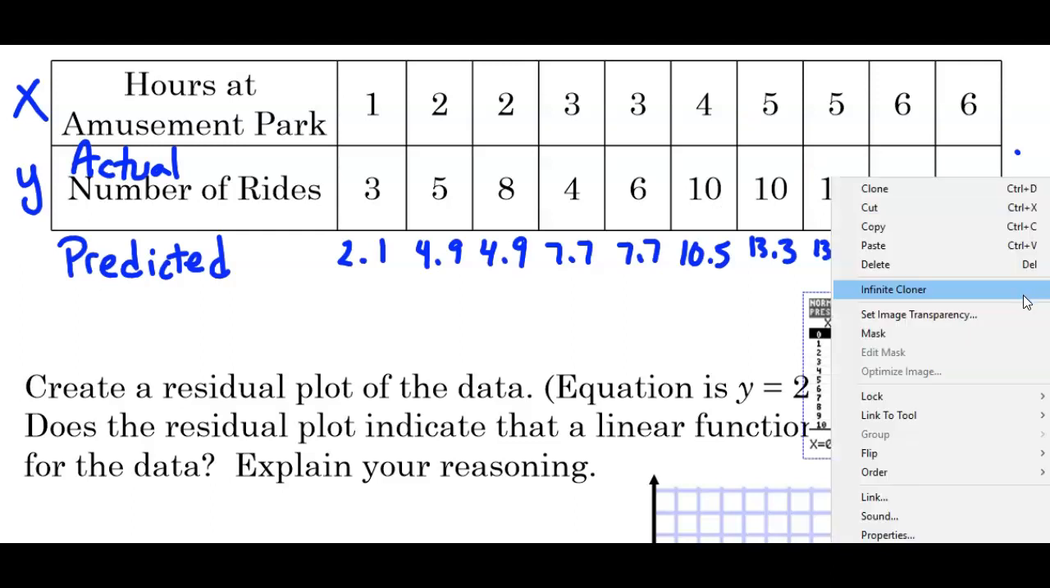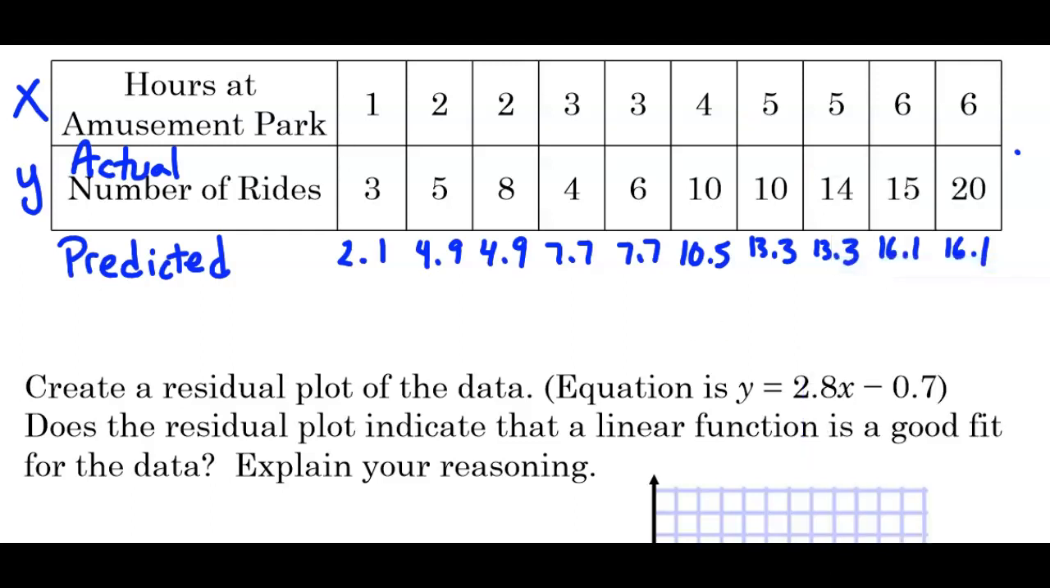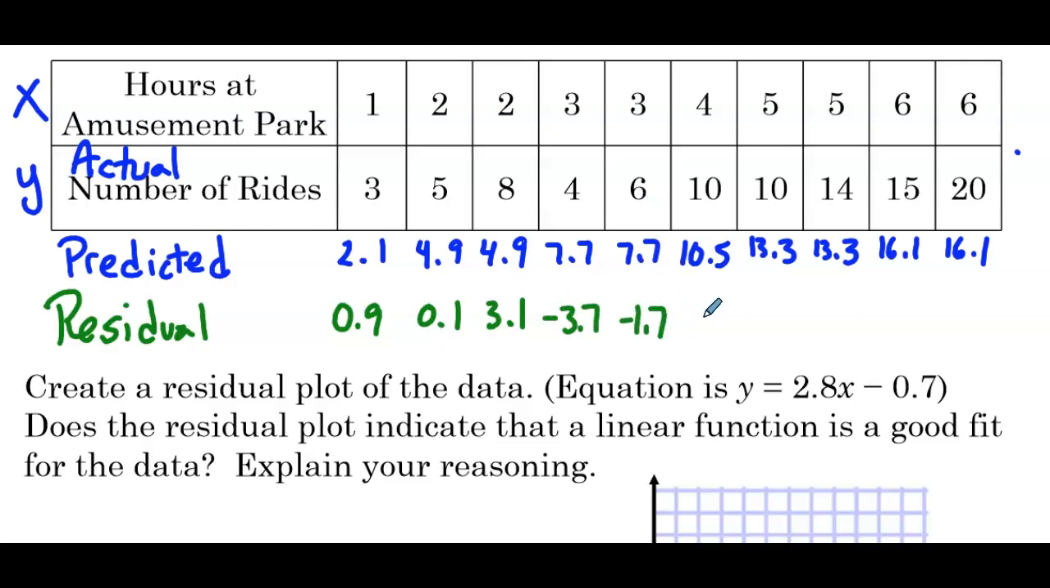Okay, so I'll get rid of this, give us a little bit more room. Okay, so now we need to find the residual value. So remember, that's actual minus predicted, so we're going to subtract down. So this would be 0.9, 0.1. Here we'd have 3.1, then negative 3.7, negative 1.7, negative 0.5, negative 3.3, 0.7, negative 1.1, and 3.9. Okay, so there are the residual values.